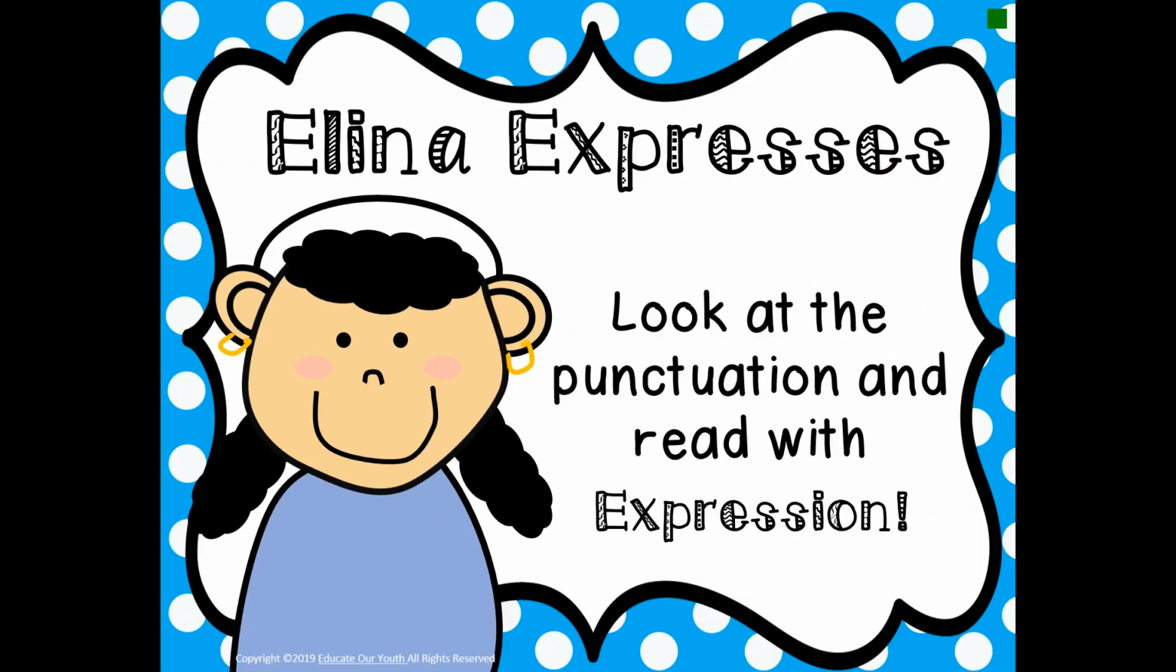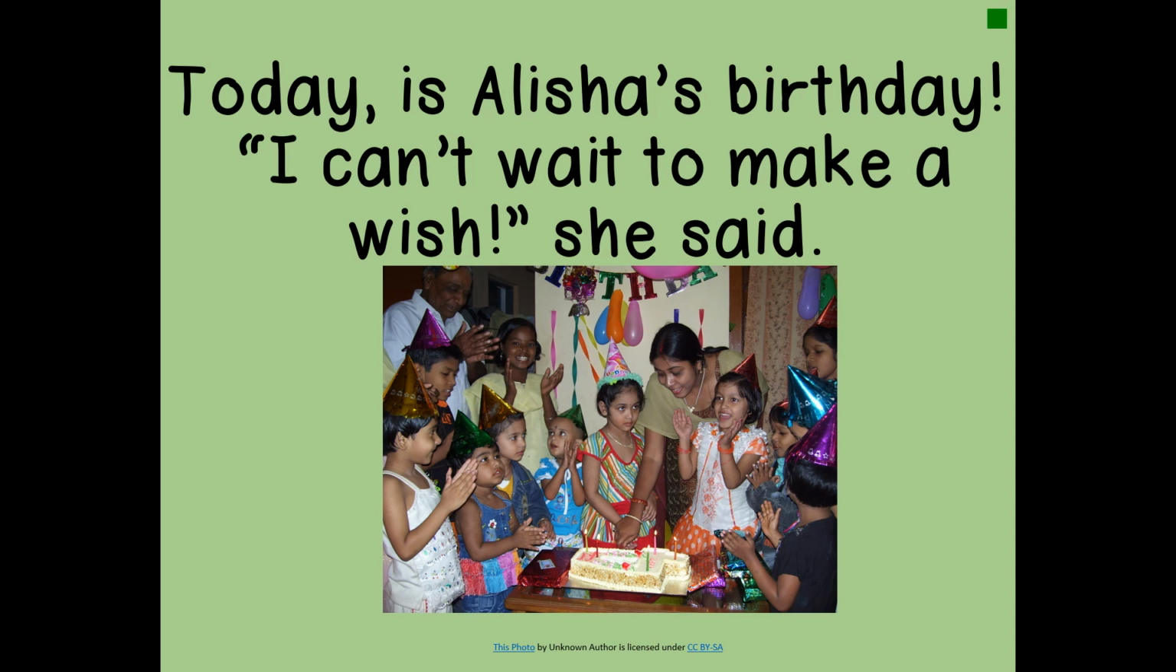With Elena Expresses, this is simply when a child looks at punctuation and reads with expression. So, if a child was reading, today is Alicia's birthday, you would simply want to make note of the punctuation, that is an exclamation point. Have them read with excitement. Today is Alicia's birthday! I can't wait to make a wish, she said.